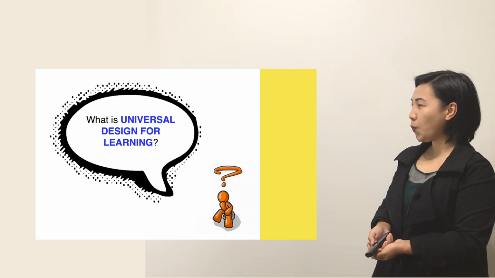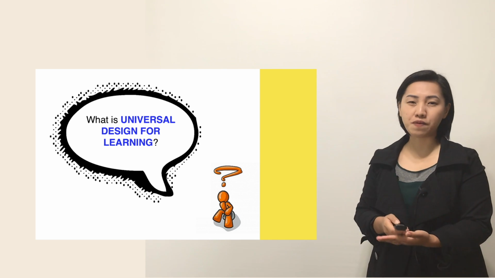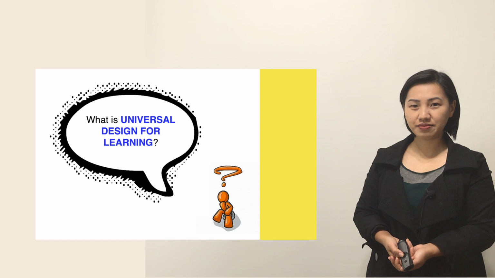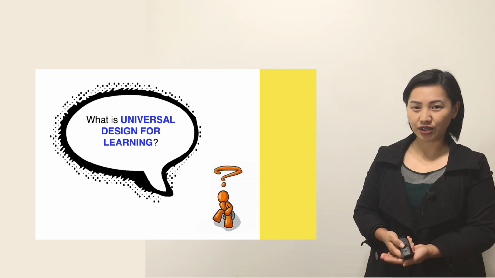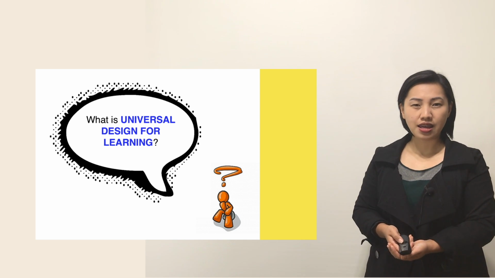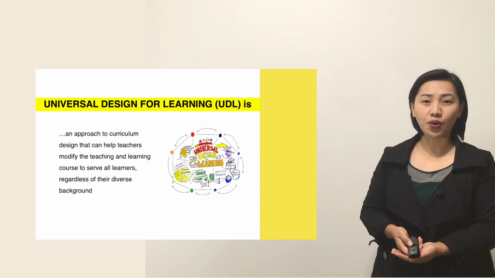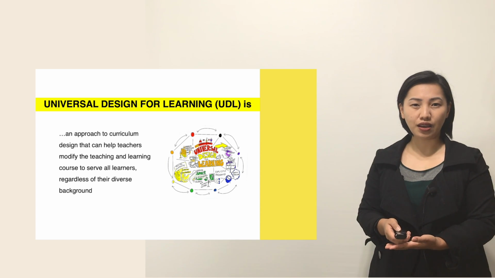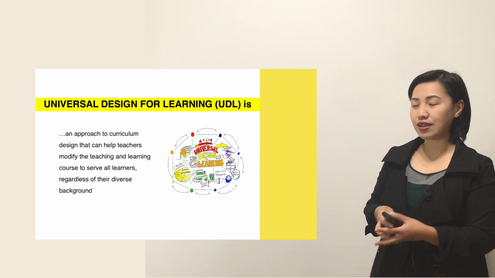To start, what do you think is UDL? Well, I asked you earlier, right? What do you think is universal design for learning? Well, according to a lot of definitions, here is what we understood. UDL is an approach to curriculum design that can help teachers modify the teaching and learning course to serve all learners regardless of their diversity. That would mean having a plan to accommodate all differences or diversity you can see in your class.